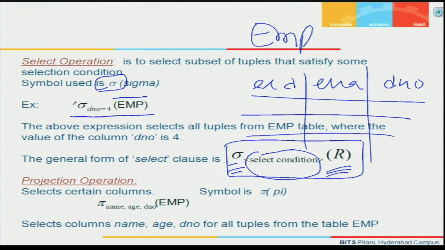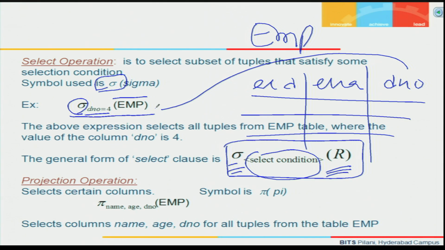It is EMP, that is the relation on which we are going to perform this select operation, and then the select symbol, that is sigma, is used here. As a subscript we will be specifying the selection condition, that is where DNO is equal to 4.